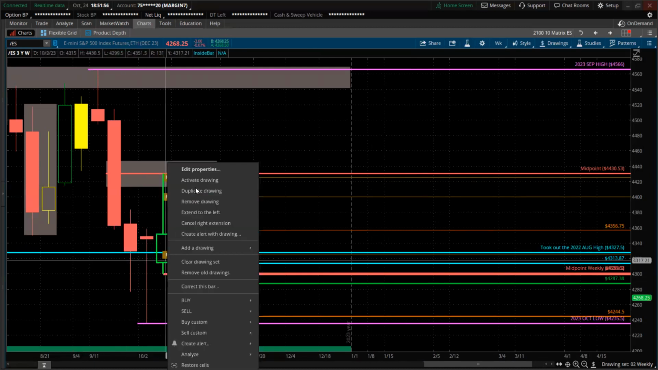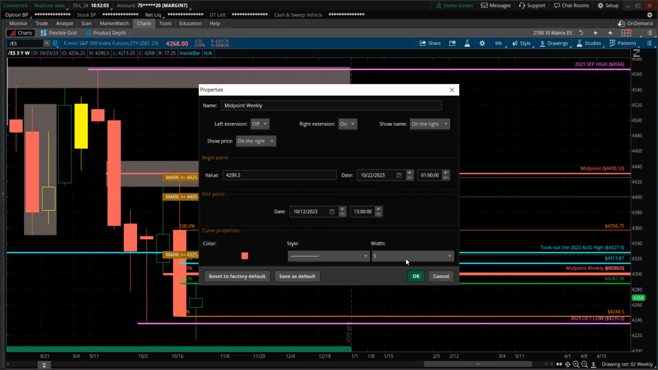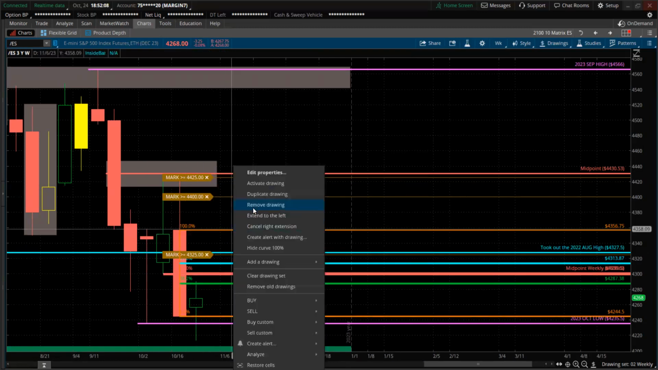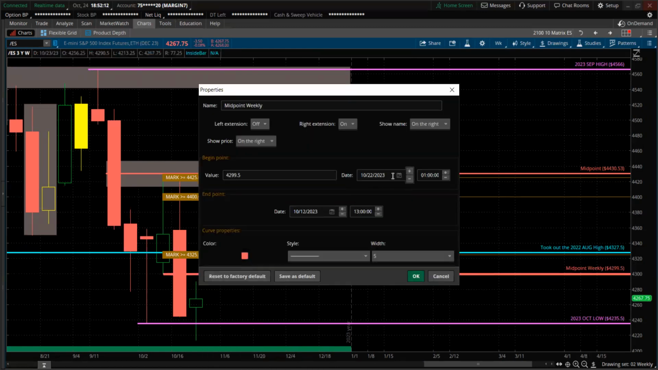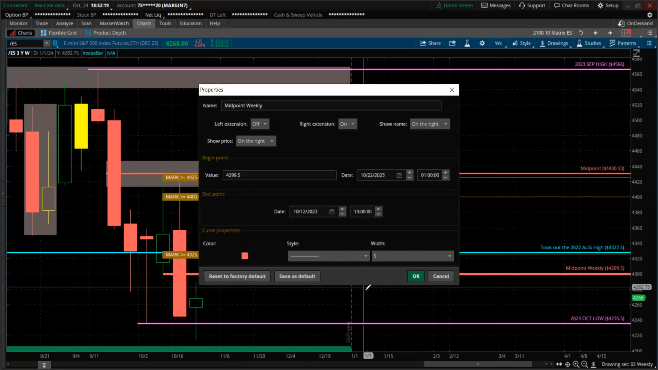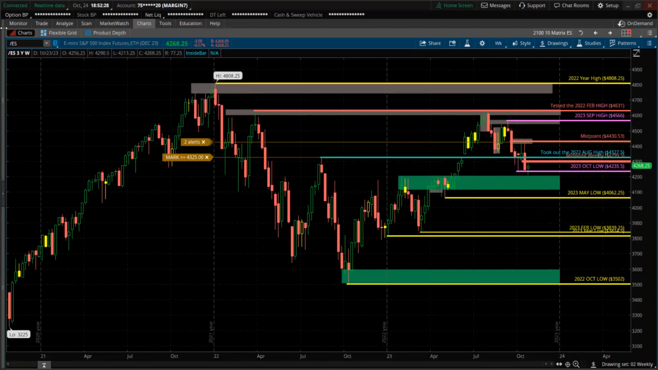I need to fix that again. What was I thinking? Shame on me. I forgot. New week. Let's remove this. There we go. Update that. Okay, good enough. So again, just see midpoint there. Potential area on the weekly.